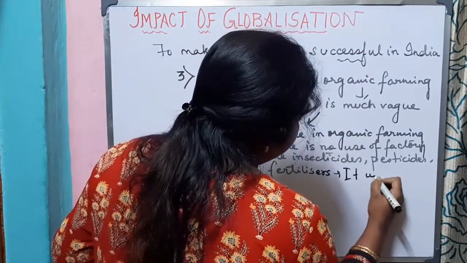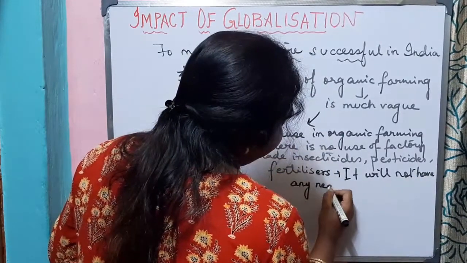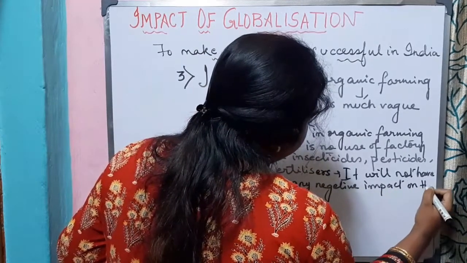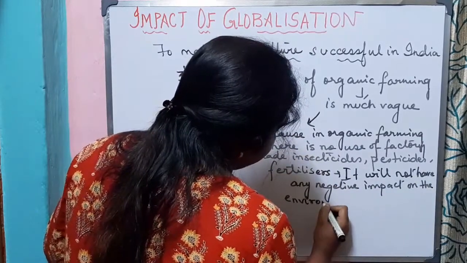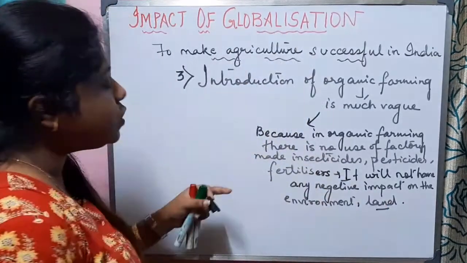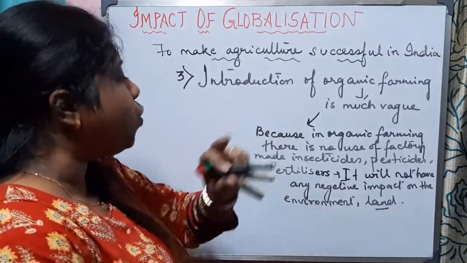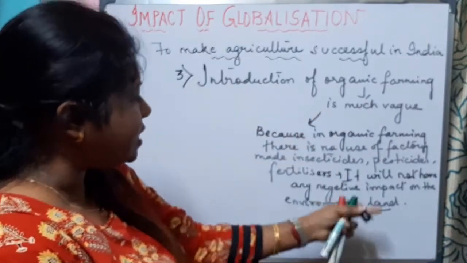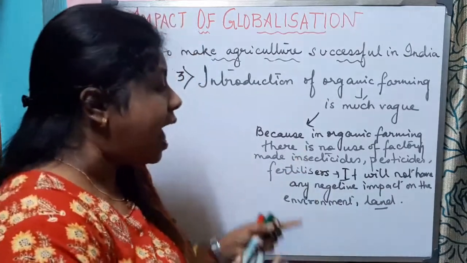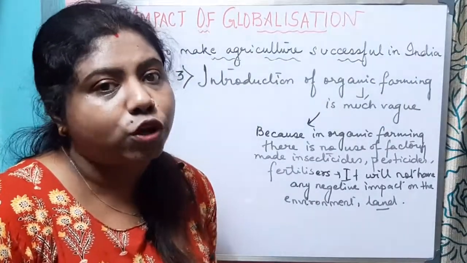So it will not have any negative impact on the environment and also on the land. So it will not lead to the deterioration of the land. That is why we should introduce organic farming at a large scale, because there is no use of factory-made insecticides, pesticides, fertilizers. So it will not affect the environment and the quality of the soil. Rather, it will help to enhance more productivity from a particular plot of land.